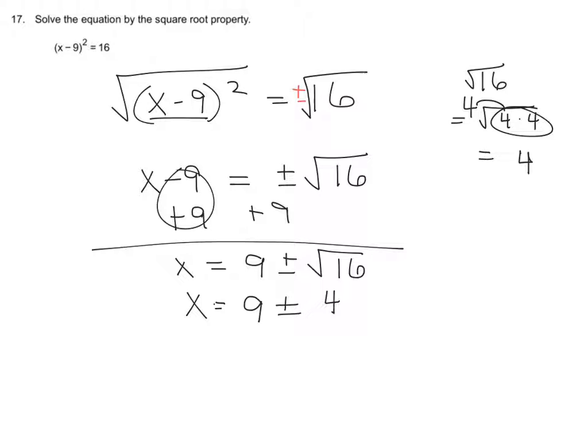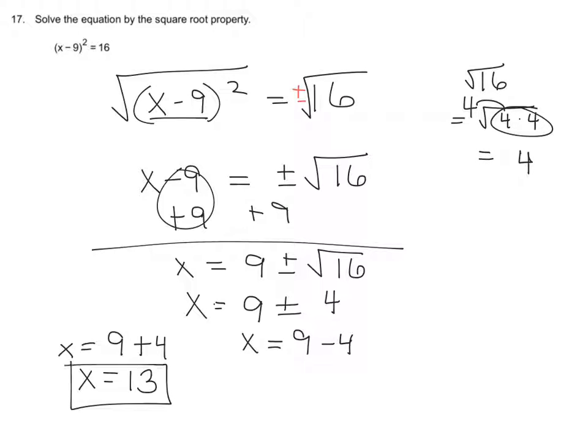Now the plus or minus tells me that there's 2 operations, which also tells me that there's 2 solutions. So I'll set up these 2 solutions. The first one is 9 plus 4, and the second one is 9 minus 4. So x equals 9 plus 4 reduces to x equals 13. x equals 9 minus 4 equals 5. So x equals 5. And these are the 2 solutions to my problem.